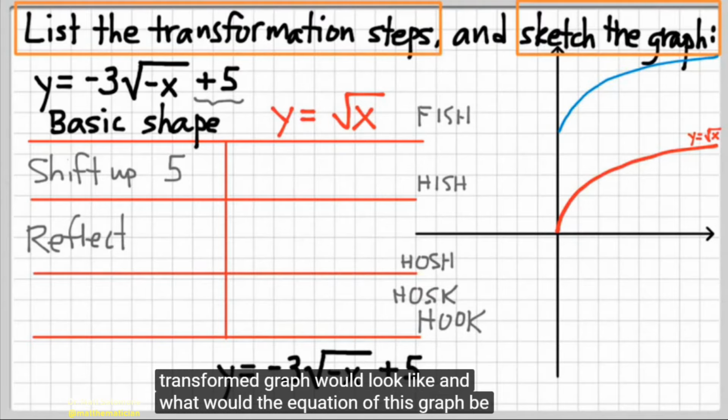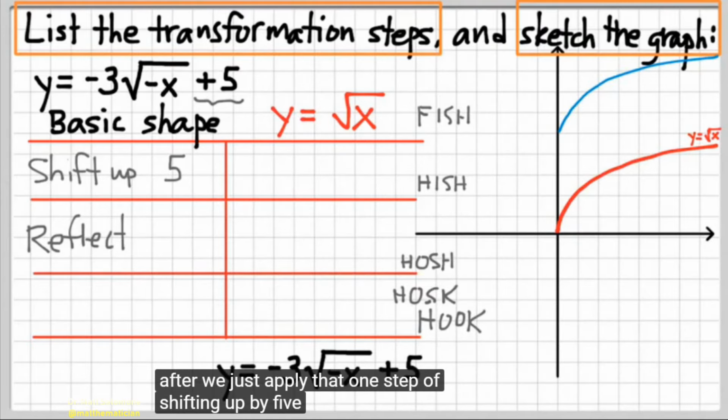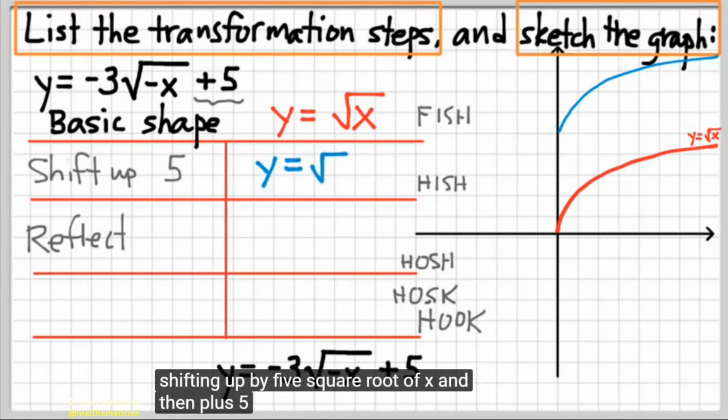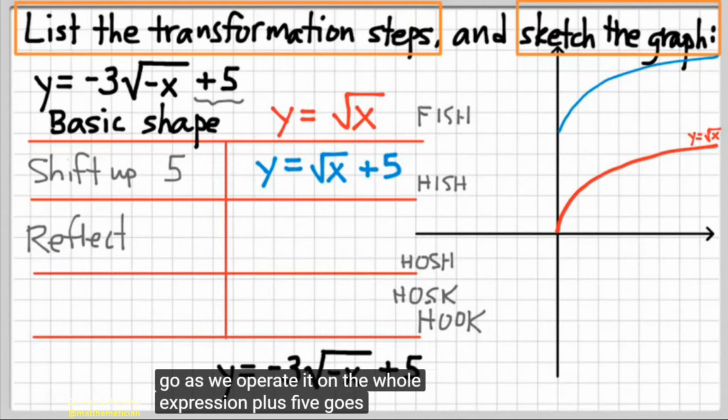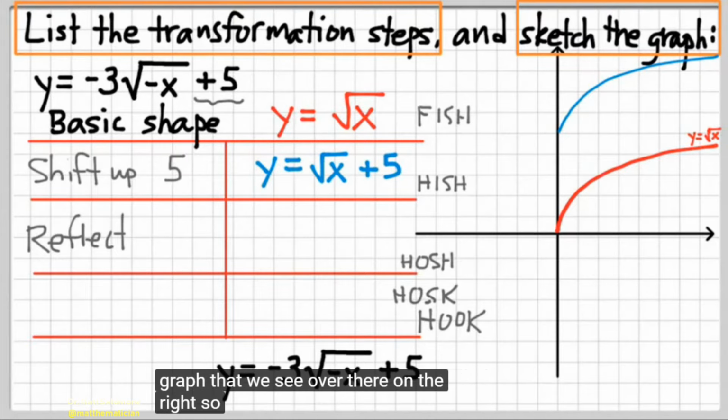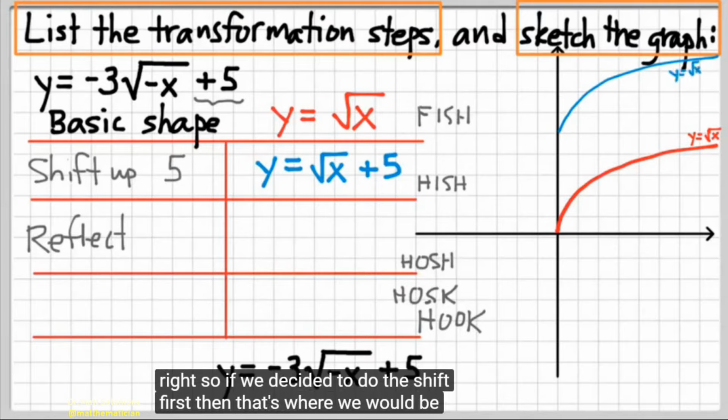And what would the equation of this graph be after we just apply that one step of shifting up by 5? Square root of x, and then plus 5. Where does the plus 5 go? Because we operate on the whole expression, plus 5 goes on the outside. So that's going to be the shape of the graph that we see over there on the right. So if we decided to do the shift first, then that's where we would be.